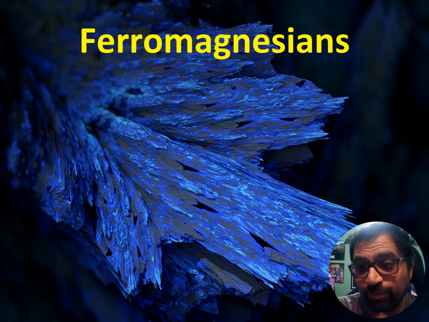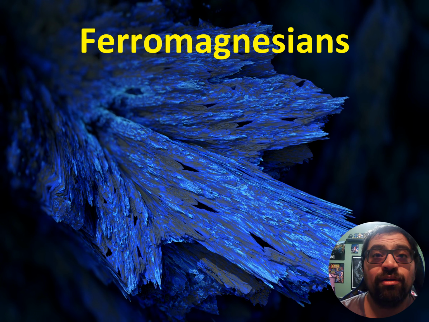So the next group of silicates that we're going to talk about are the ferromagnesians. Anytime you see this term ferro, and this is a good trick for when you get to chemistry, you are talking about iron.